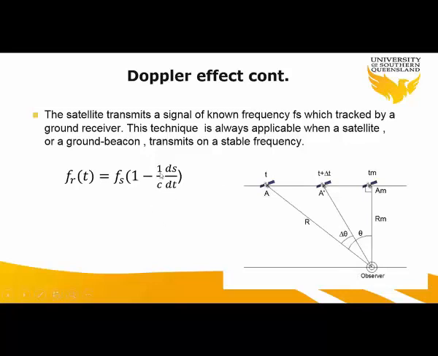And if we know that that frequency is changing by the relative speed of the satellite to the ground station, which can be found out using this formula here, then we can work out what would be the received frequency by the ground station. And from that, if we know the frequency shift, we can basically interpolate that to the range calculation and find the range. Remember, this technique is always applicable when a satellite or a ground station transmits a stable frequency. If you don't have such a thing, you can't use this technique.